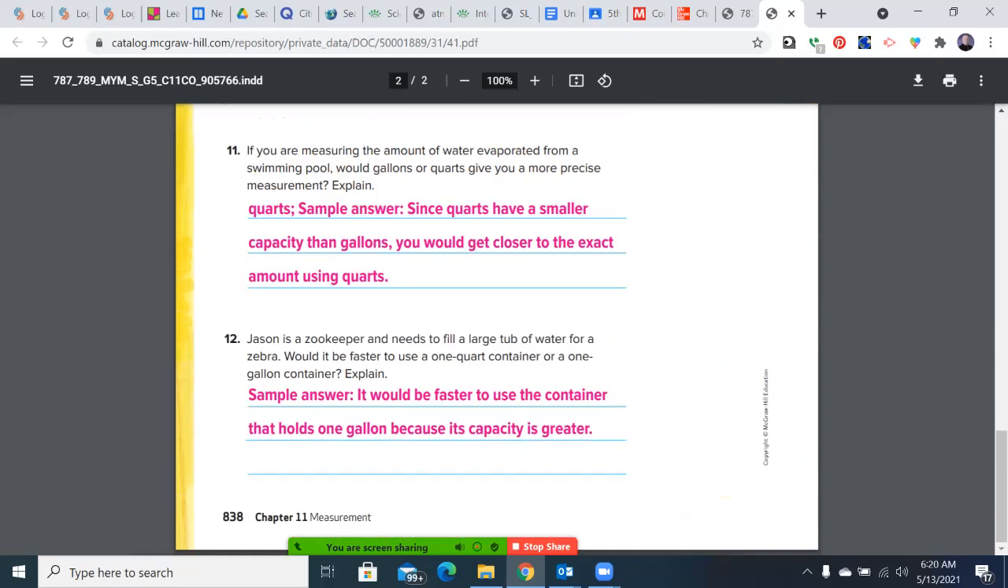And if you're filling a large tub of water, would you use a quart container or a 1 gallon container? The keyword is large. You want something that's bigger, and a gallon is larger than a quart.